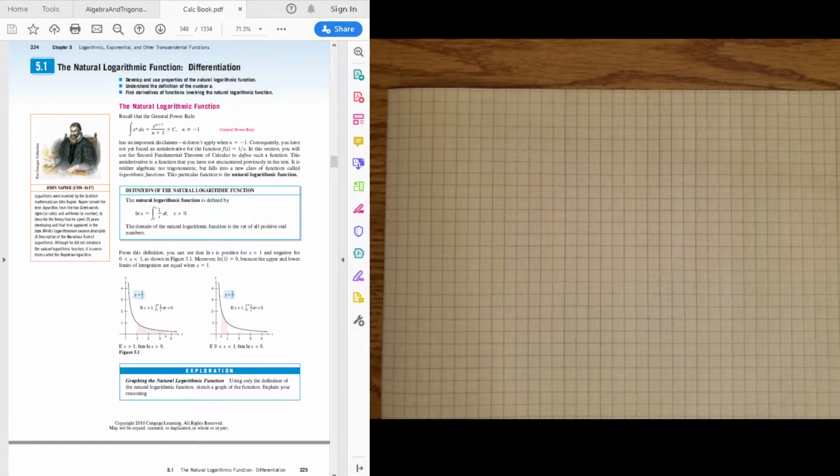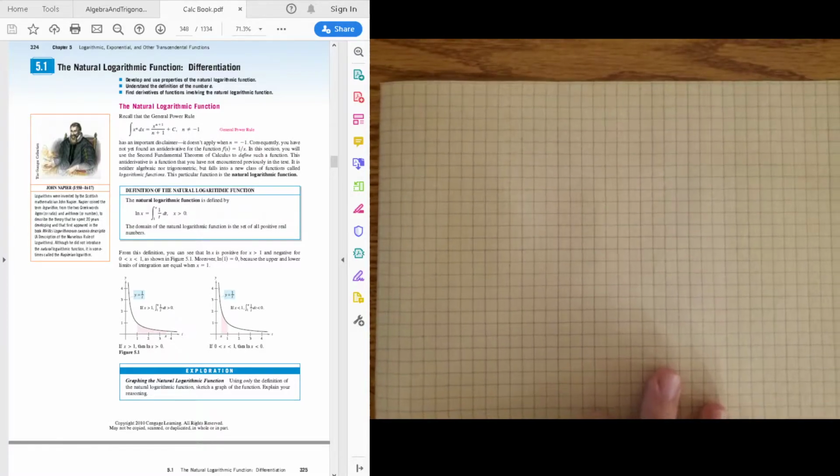It also provides a great review because since it combines derivatives and integrals into one chapter, we'll have some derivative practice and some integral practice before we finish the year. So let's take a look at 5.1.